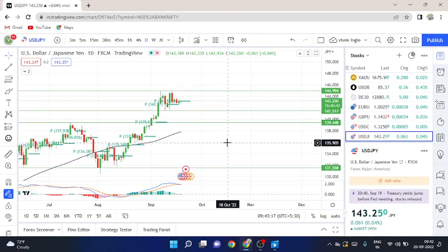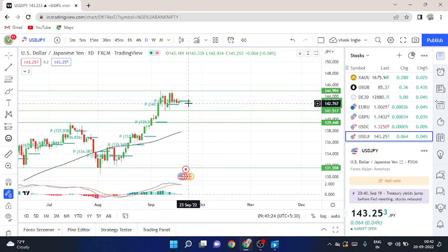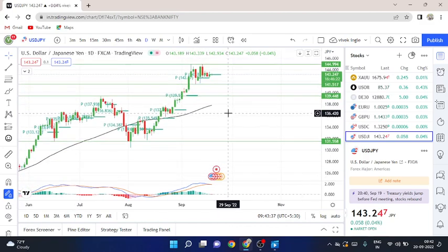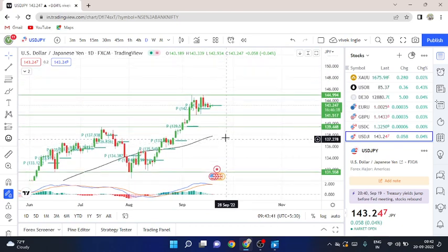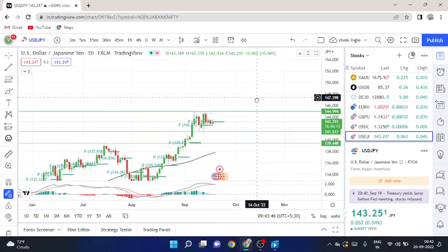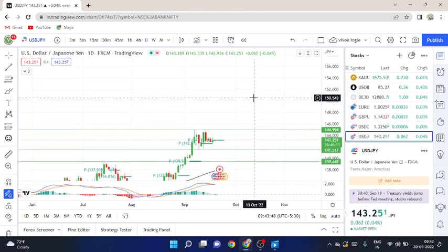So we will take some confirmation. First, for a short, it should trade below this pivot point, first thing. And second, it should break this last swing low. After all this confirmation, we will go for short, and if it breaks above this swing high, that is 145, we will go for long, and our first target will be 147.